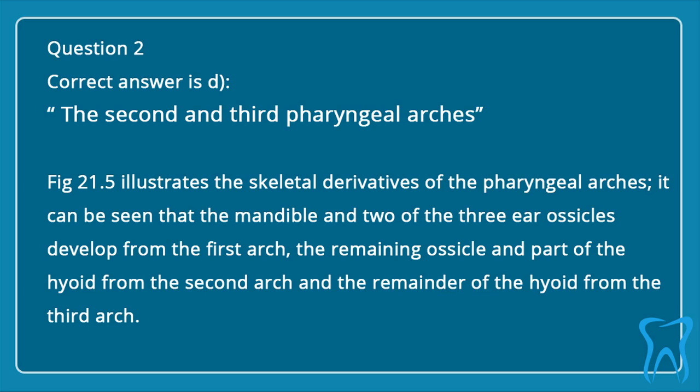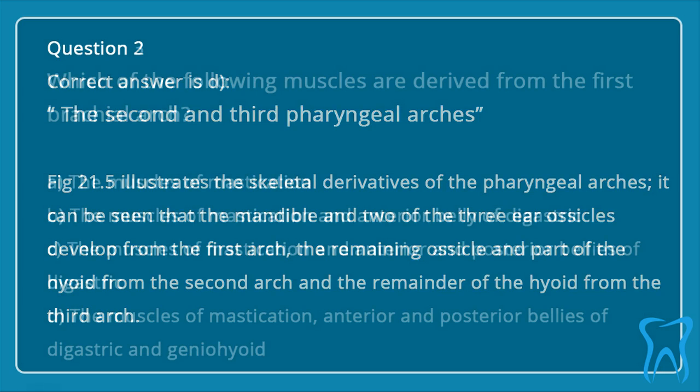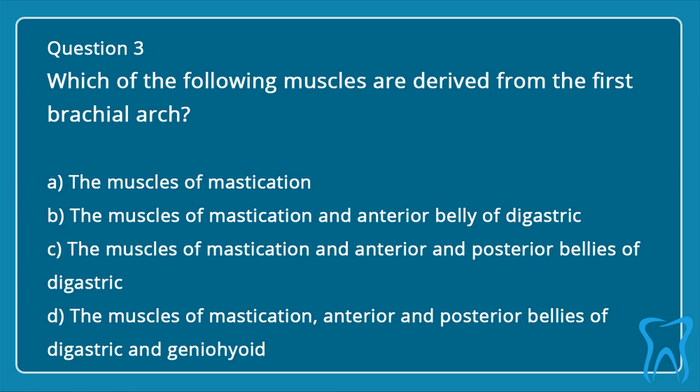The skeletal derivatives of the pharyngeal arches. It can be seen that the mandible and two of the three ear ossicles develop from the first arch, the remaining ossicle and part of the hyoid from the second arch and the remainder of the hyoid from the third arch. Question 3. Which of the following muscles are derived from the first pharyngeal arch?